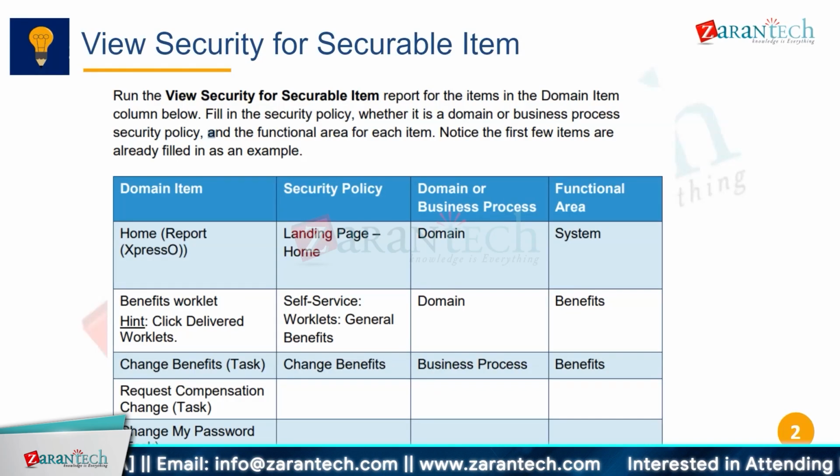So let's try to do this as an assignment for us. The report name is View Security for Securable Items. And let's say about 10 different areas that you can think of. And let's list them down in a table.